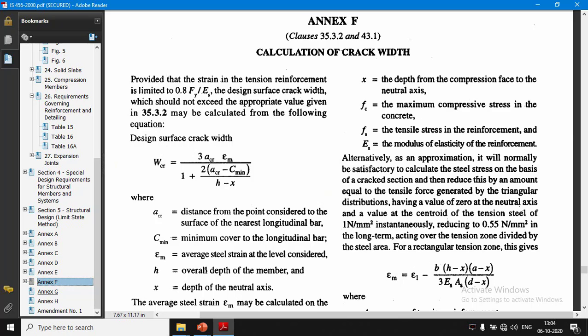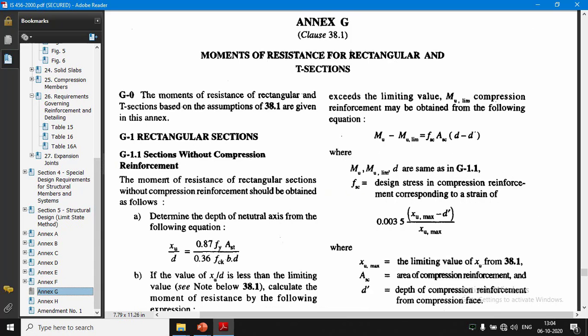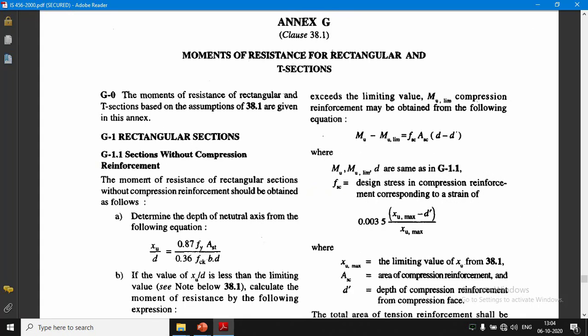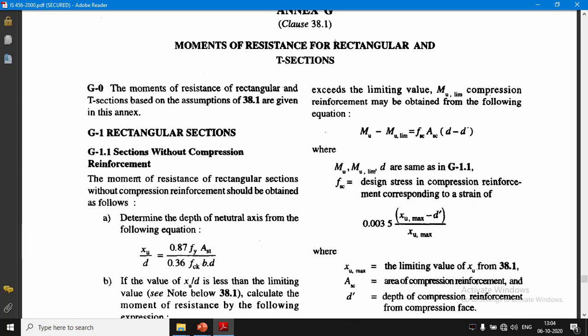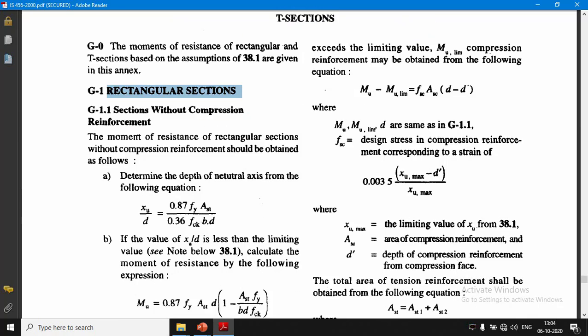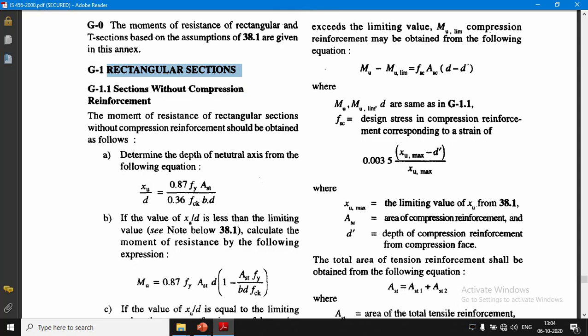Then next comes, here in this they have given, let me show you, Annexure G. They have given the moment of resistance for a rectangular and T section. Just now we have seen it for a rectangular section. So everything is given, all the things you have done.